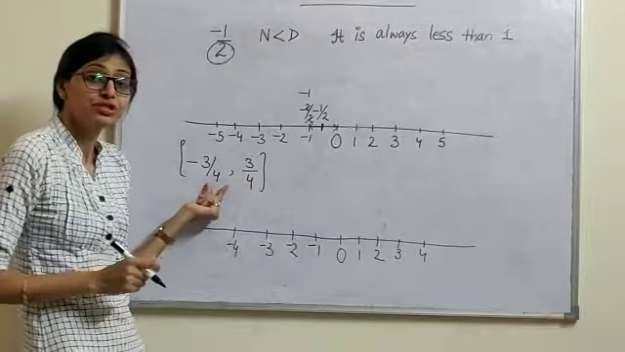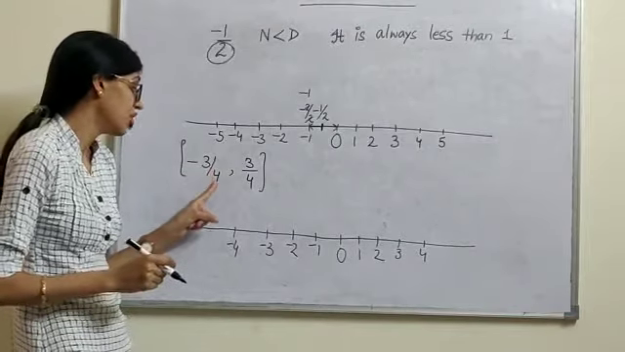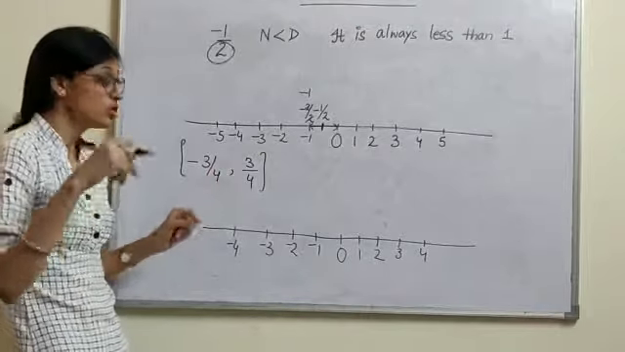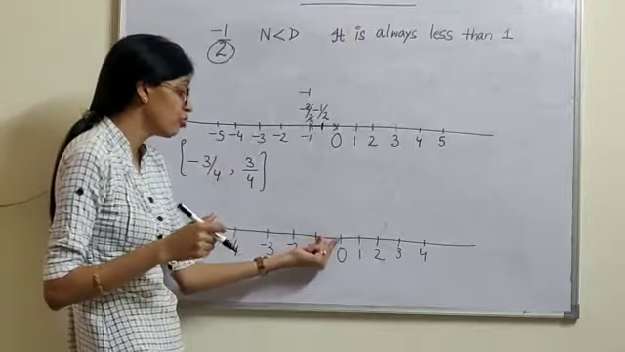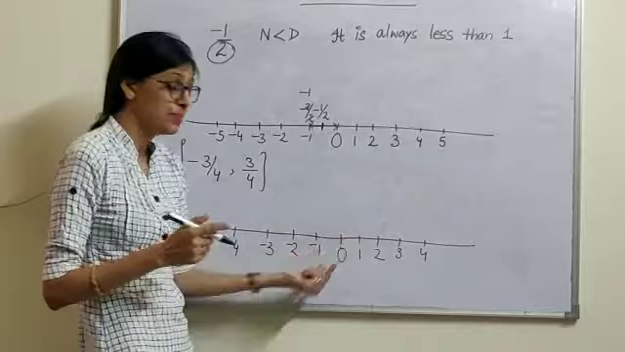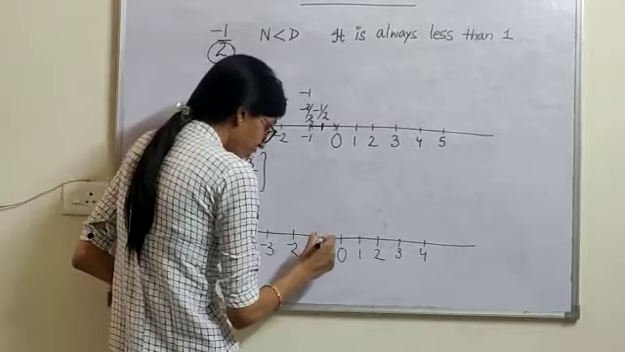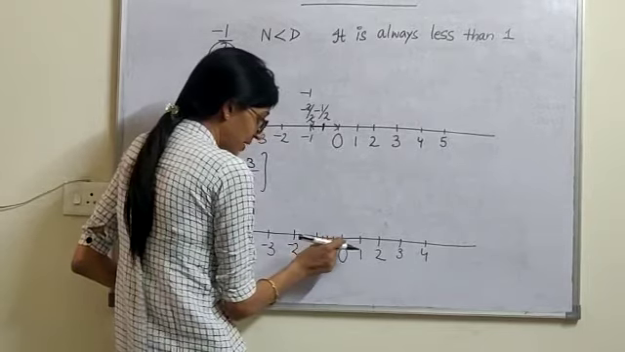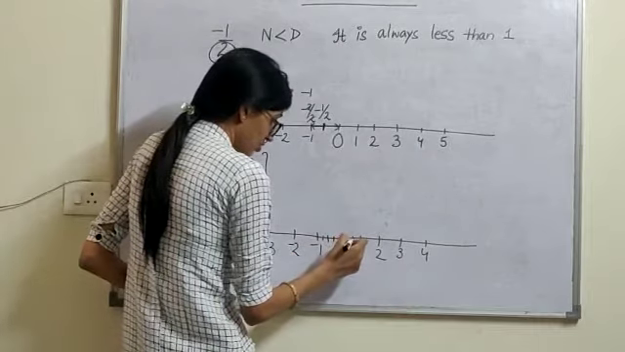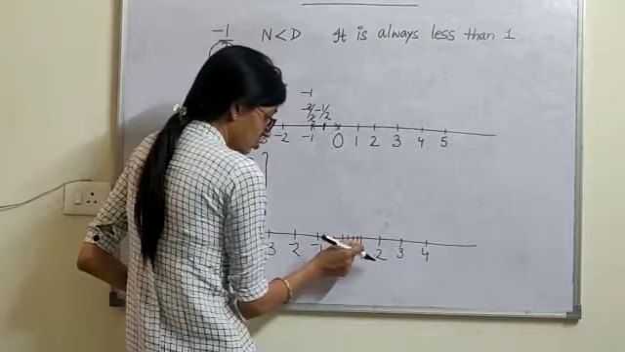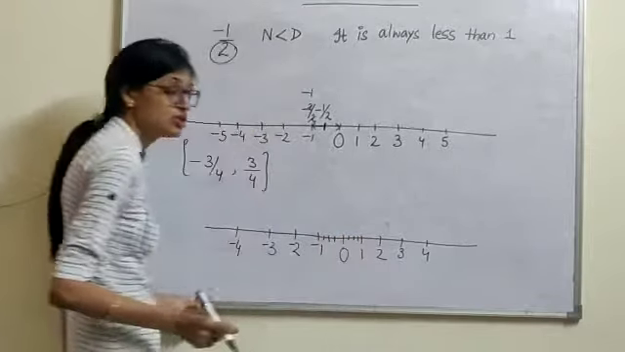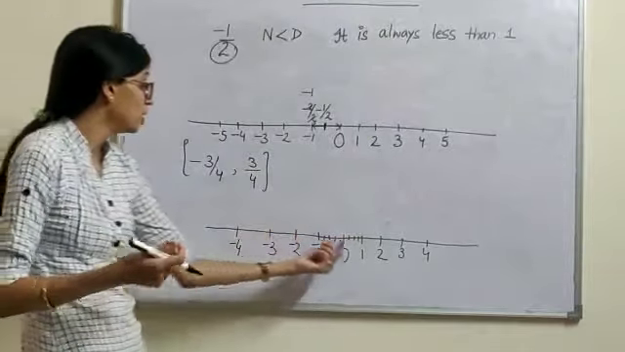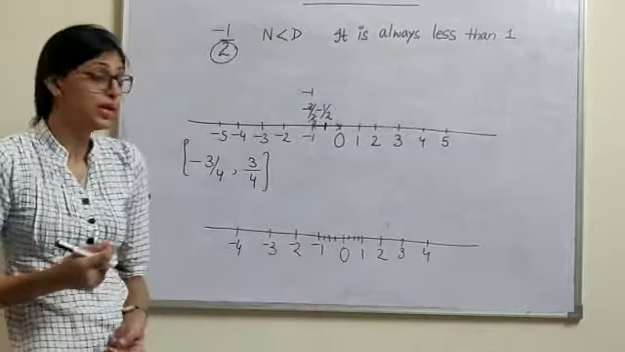First thing you need to check is the denominator. The denominator says 4. So we have to divide this into 4 equal parts. 1 part, 2 part, 3 part, 4 part. So we have divided both these into 4 equal parts.